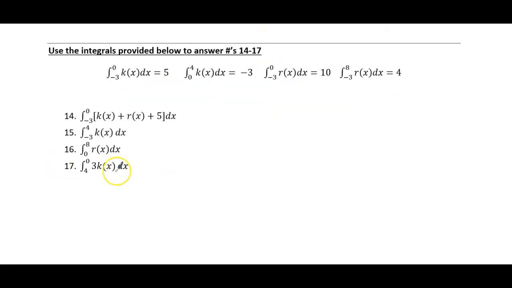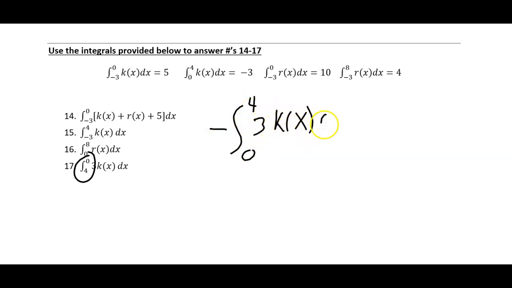All right, so for number 17 here, we have noticed that, first of all, these numbers are backwards. We have the bigger number on bottom. It's supposed to be the smaller number on the bottom. So we're going to reverse those, and we have a property that says we're allowed to do that so long as we put a negative in the front. Okay, I have another property that says I'm allowed to take any constant multiple out of the integral. So I'll put that 3 in the front with the negative now.